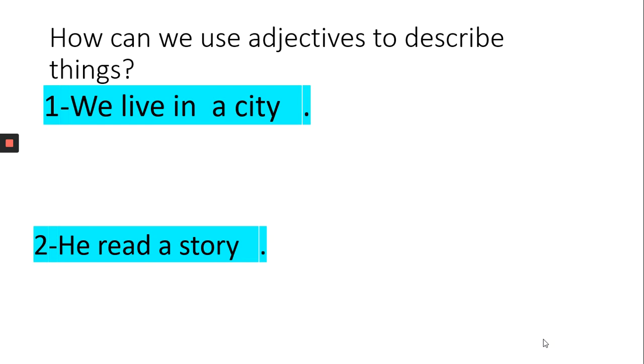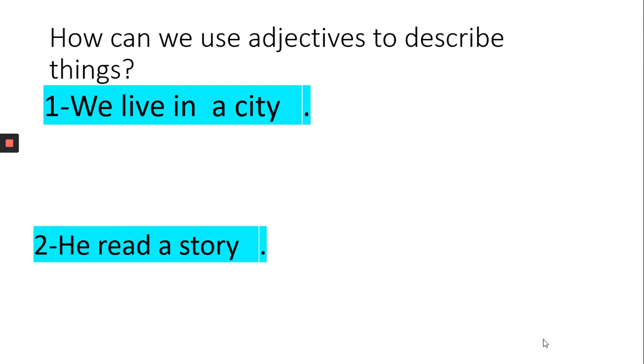How can we use adjectives to describe things? As you know, the function of the adjective is to describe another noun. For example, this camera is expensive. It is an expensive camera. So expensive is an adjective. This flower is beautiful. So beautiful is an adjective.